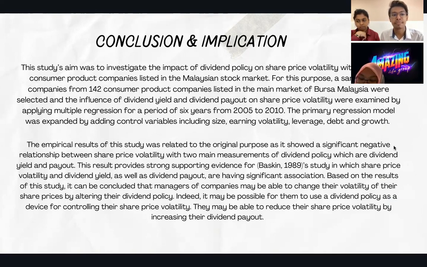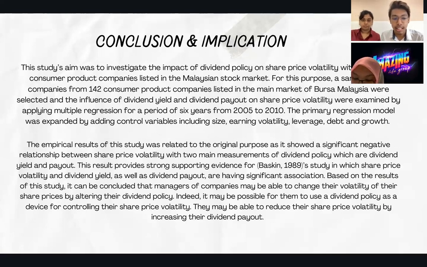were selected, and the influence of dividend yield and dividend payout on share price volatility was examined by applying multiple regression for the period of 6 years from 2005 to 2010. The primary regression model was expanded by adding control variables, including size, earning, volatility, leverage, debt, and growth.